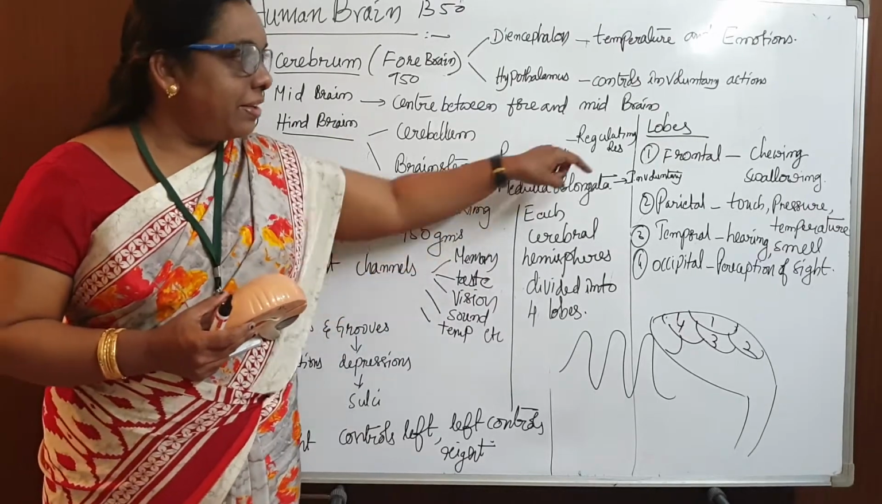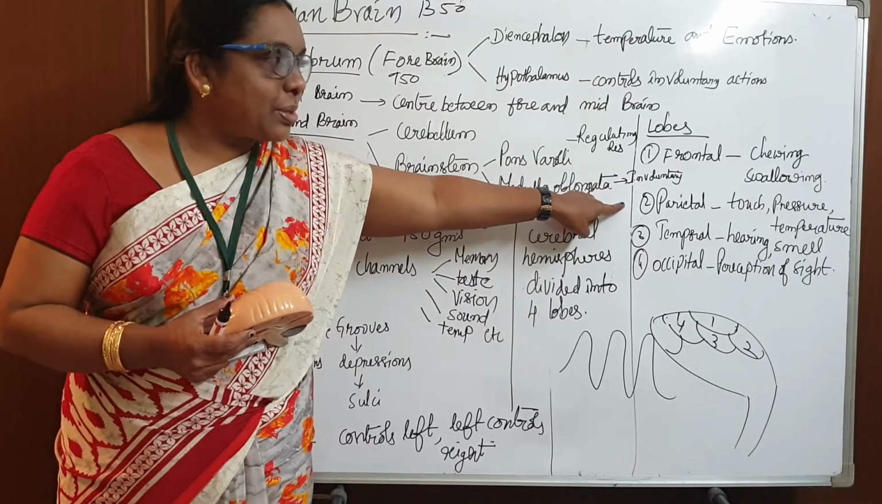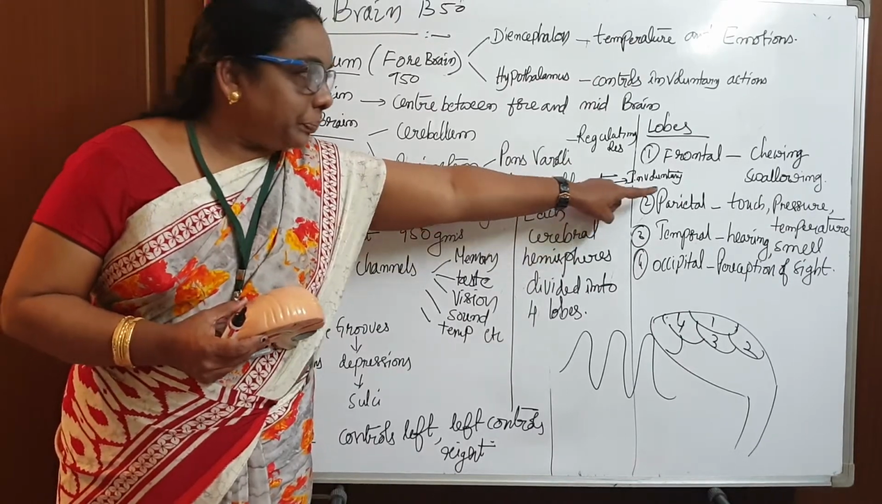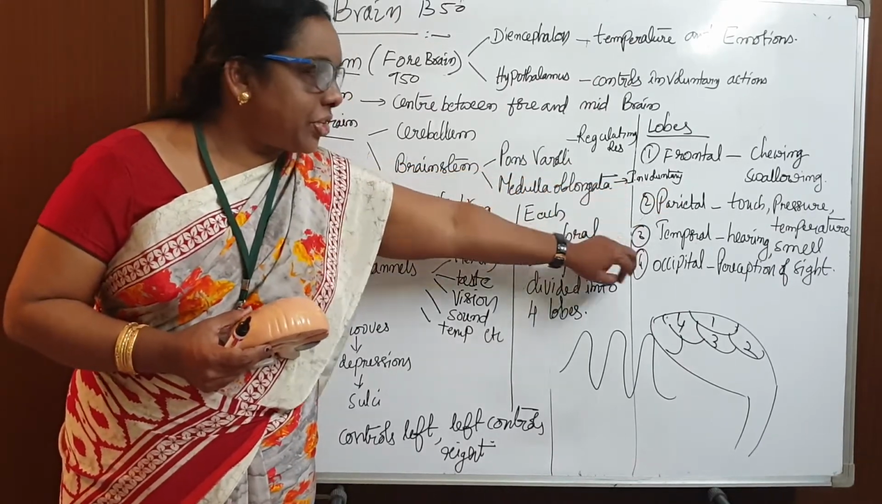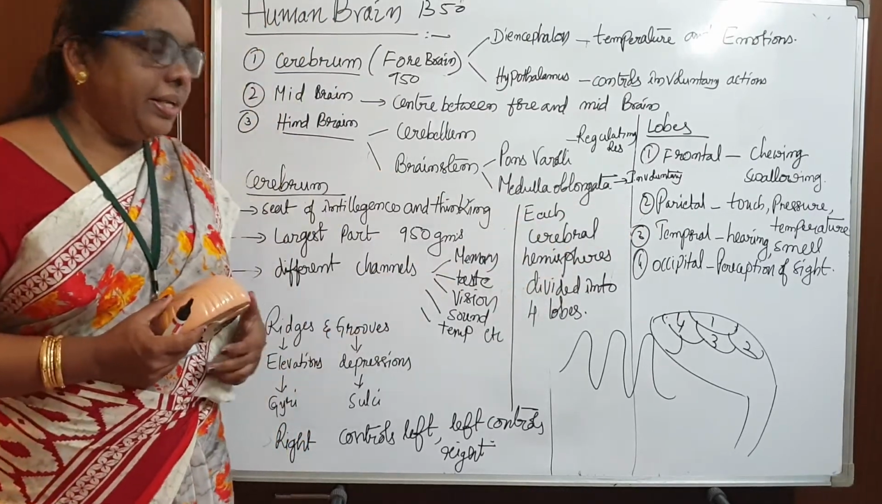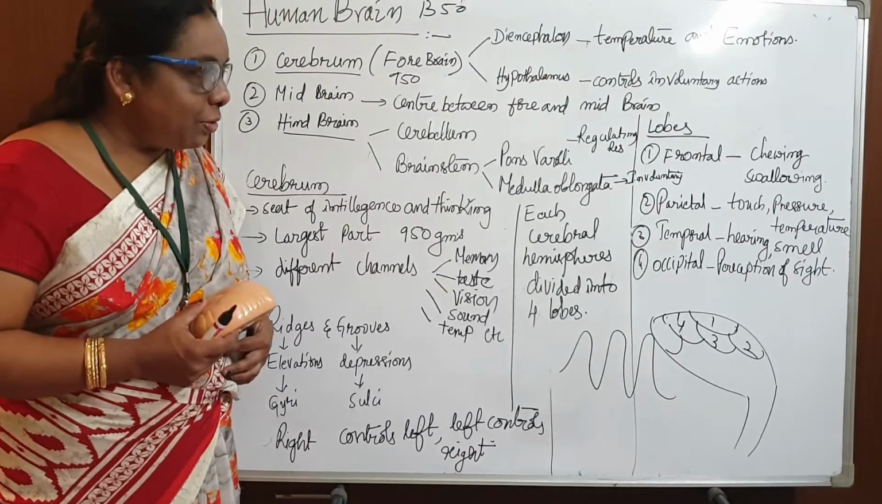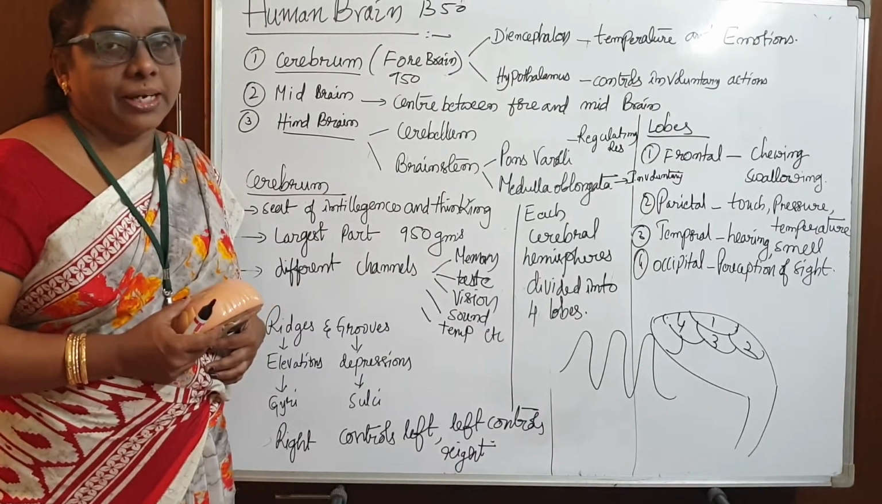Let me say once again. The first one is the frontal, which is for chewing. The second is the parietal, which is for touch and pressure. The third is the temporal, which is for hearing and smell. And the fourth is the occipital, and that lobe is for the perception of sight.